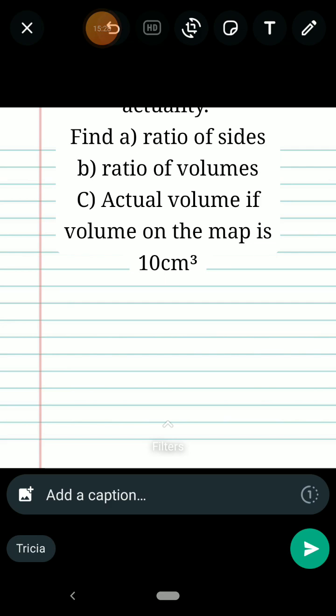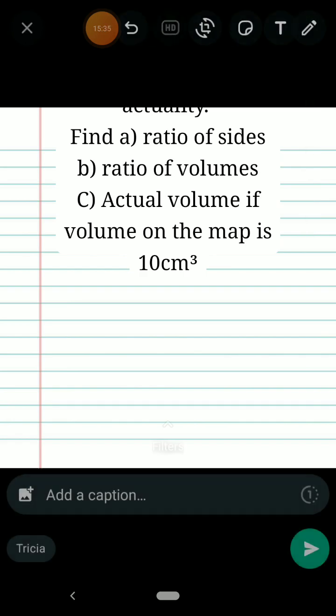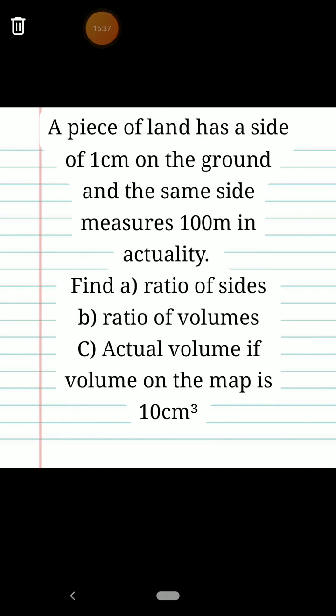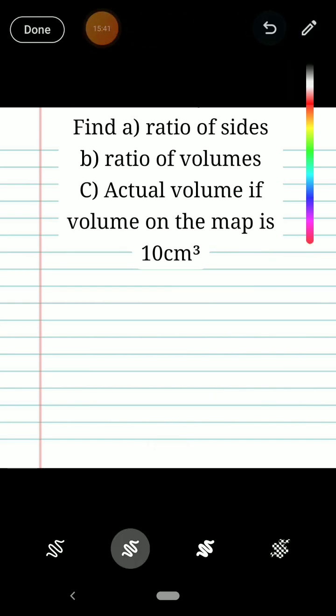Find the ratio of sides. To find the ratio of sides, we just compare the given sides, since we have been given the sides. So we have 1 centimeter on the map and 100 meters in actuality.